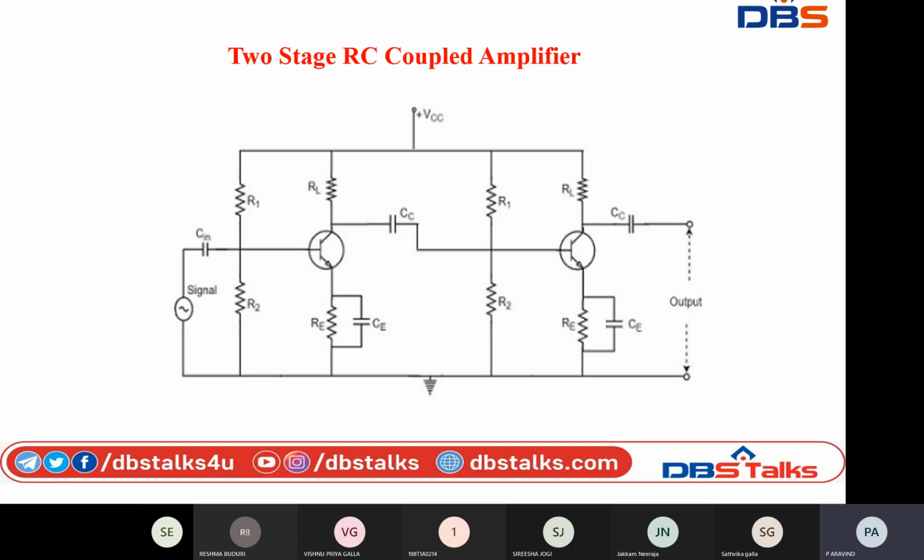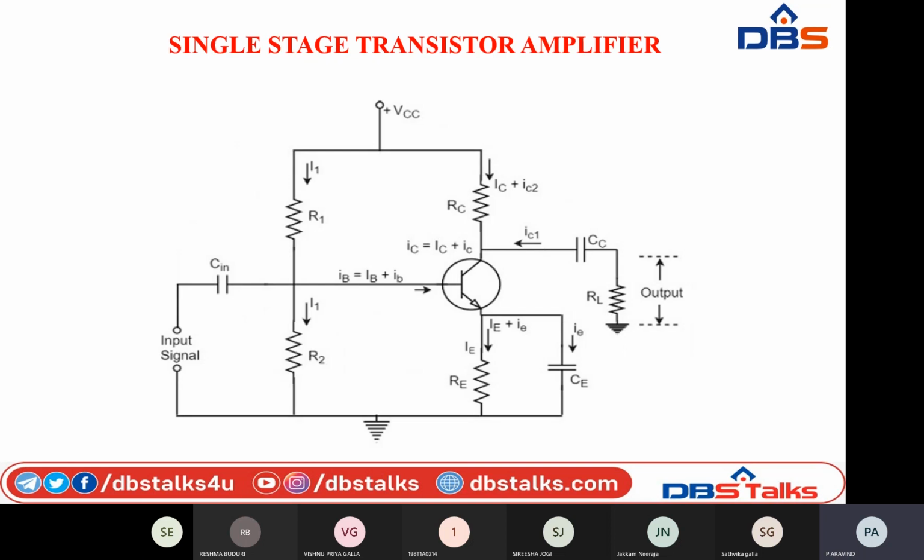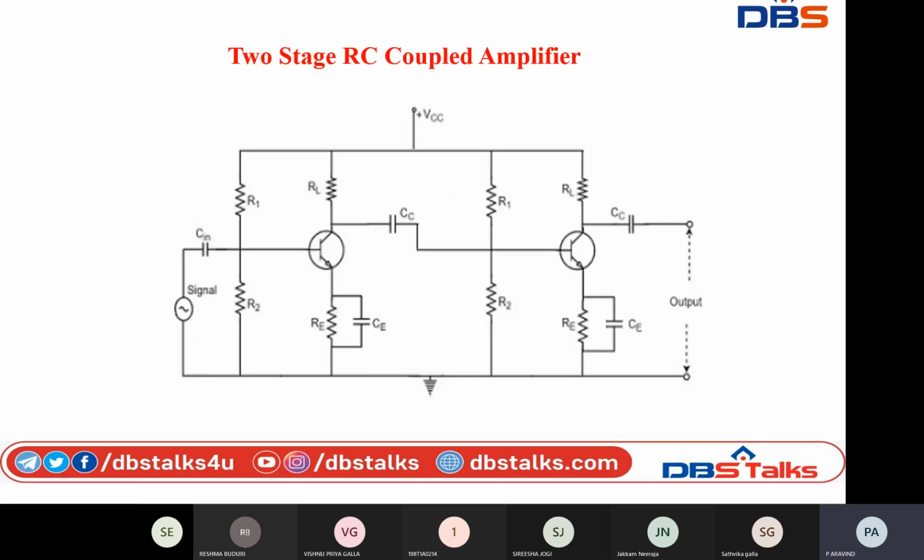See, in this two-stage RC coupled amplifier, the circuit has two transistors, right? But in the previous case, that is the single stage transistor amplifier, we have only one transistor. The two-stage RC coupled amplifier has two transistors, and they are connected in common emitter configuration, and also a common power supply is used, that is VCC.